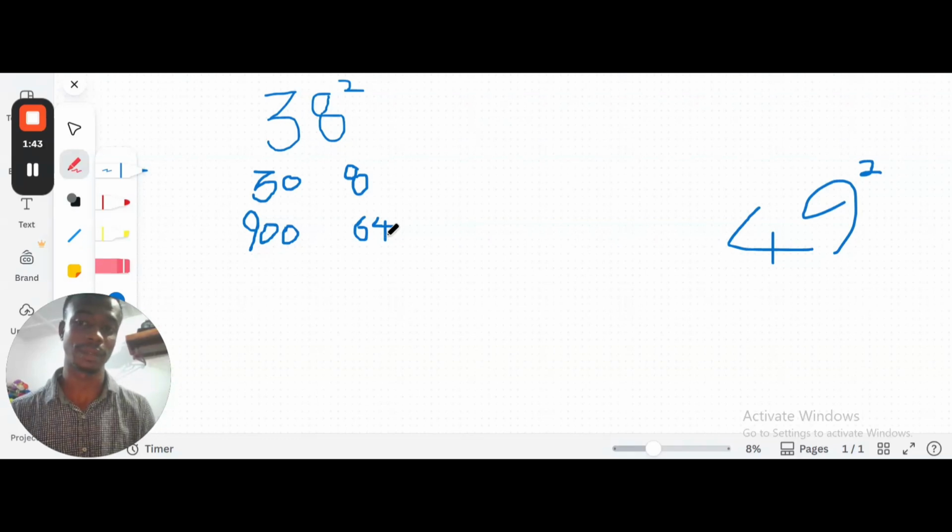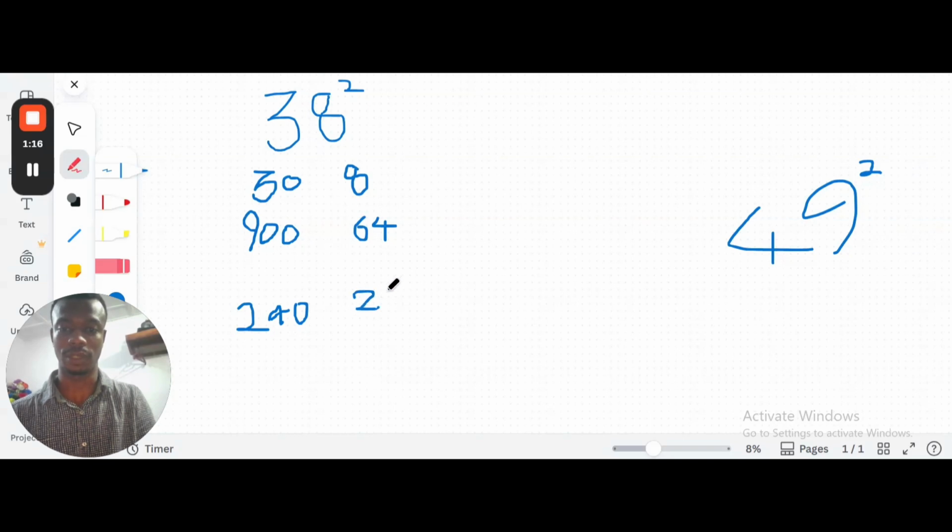Okay, good. Now, the third thing you do, 30 times 8. Since this is the power of 2, we're going to find 30 times 8 2 times. 30 times 8 is 240. Later, I'll talk about how to do this very easily. 30 times 8 is 240.